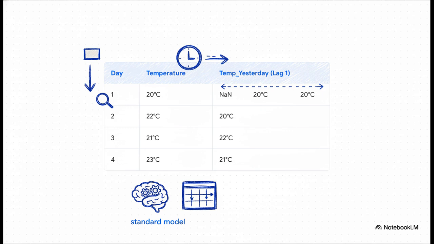Just look at this table. For day 2, we make a whole new column called temp_yesterday that just has the value from day 1. For day 3, it has the value from day 2, and so on. We're literally giving our model a window into the recent past, which turns our tricky timeline problem into a simple table that a standard model can actually understand.